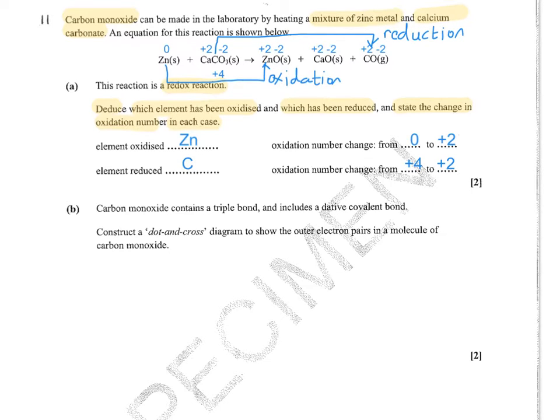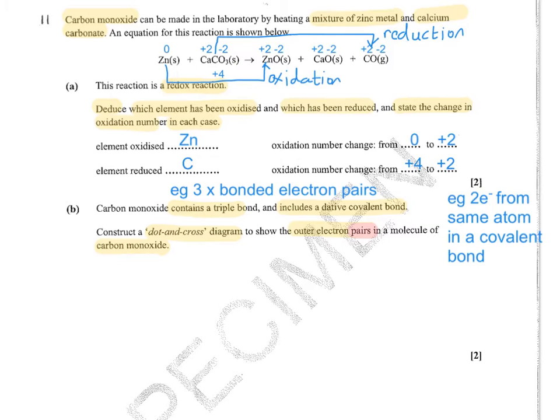Okay, so the next thing we've got to do is to draw a dot and cross diagram. Show the outer electron pairs. And I'm going to place an emphasis on pairs in a molecule of carbon monoxide. So we know that it contains a triple bond, and this includes a dative covalent bond. So there's a couple of things we can think about this. So the dative covalent bond and the triple bond actually give us clues. Now let's try and put this together.